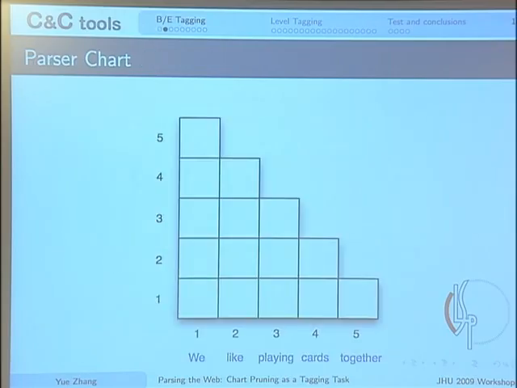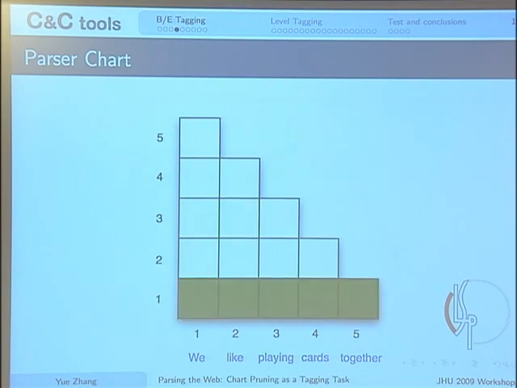Suppose that the input sentence contains 5 words, and this is an illustration of our parser chart. We call each horizontal line a row and each vertical line a column. Each row contains constituents that have the same size, and each column contains constituents that start from the same word. Therefore, each cell in the chart contains all different kinds of constituents that cover the same input words. For example, cell 2-3 in this chart contains all constituents that cover the words like playing cards.